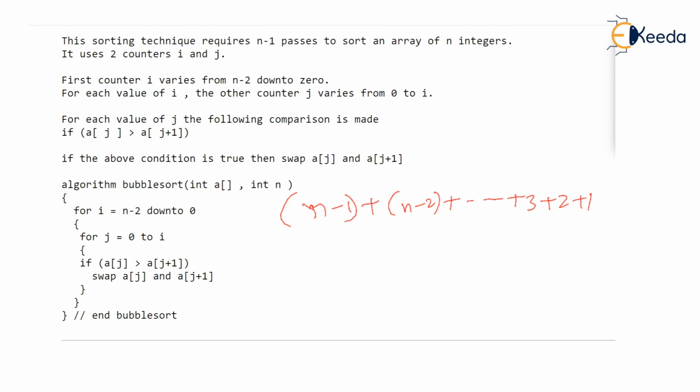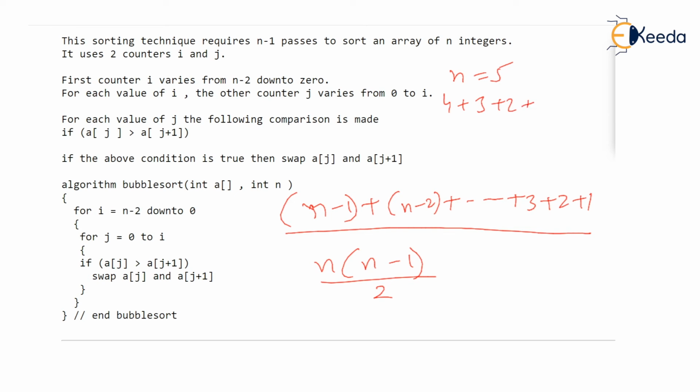Now this is an arithmetic progression. The series sum can be taken as n into n minus 1 by 2. This is the number of comparisons. For example, when n was 5, we got 4 plus 3 plus 2 plus 1. Observe, this amounts to 10 comparisons. This is exactly n is 5 into 4 upon 2, which is 10. So our formalization is correct. These are the number of comparisons. If we expand this, we get n square by 2 minus n by 2. So many comparisons are done by bubble sort.